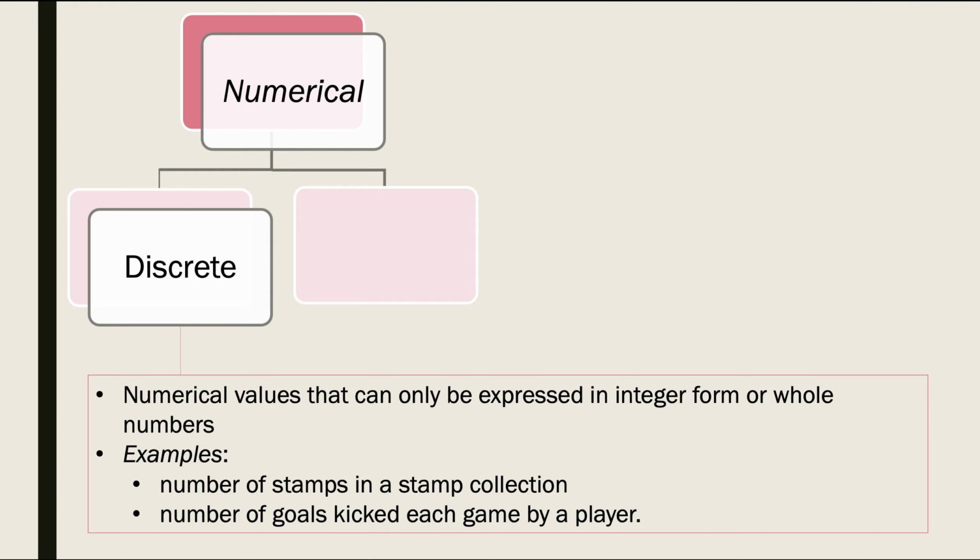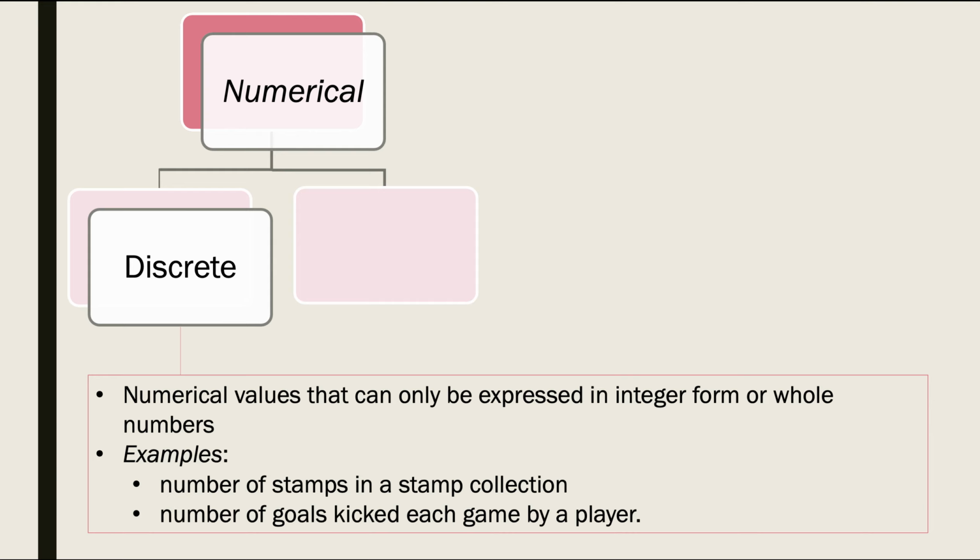If it's discrete, that means that the numerical values can only be expressed in integer form or whole numbers. Let's remember that integers are positive and negative, but the important part here is that it's only whole numbers. So they cannot be fractions and they cannot be decimals, basically. What examples do we have? For example, number of stamps in a stamp collection. I either have 0 or 1 or 2 or 3 or 4. I cannot have 1.3 stamps, okay?